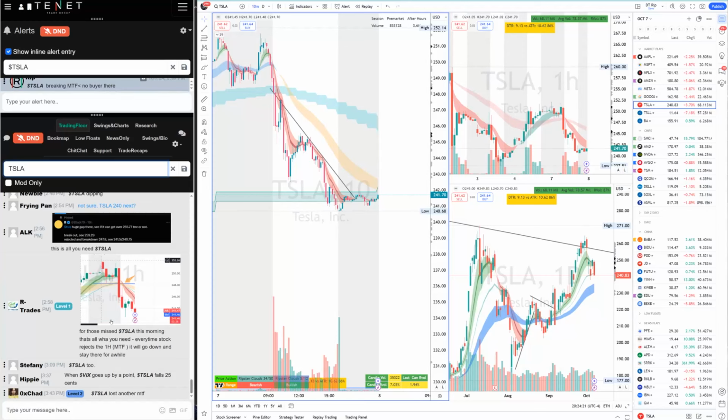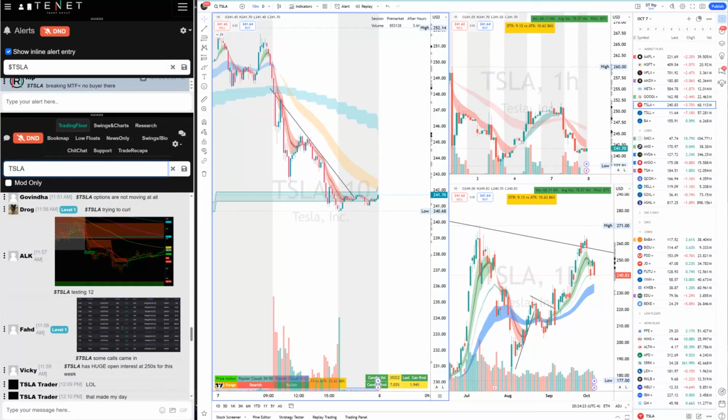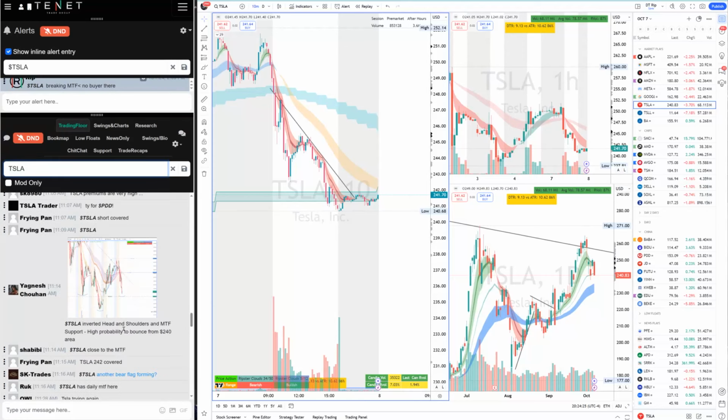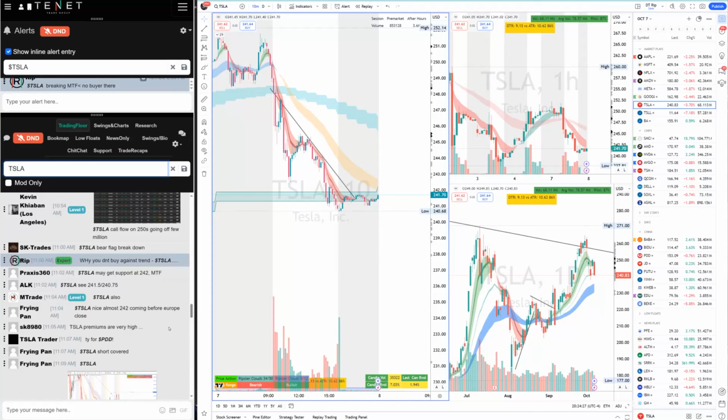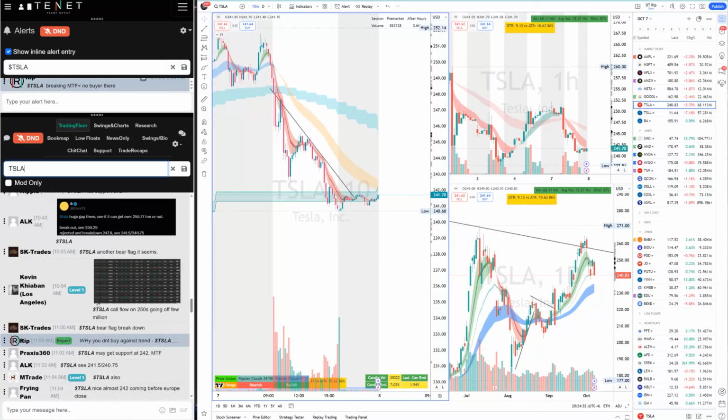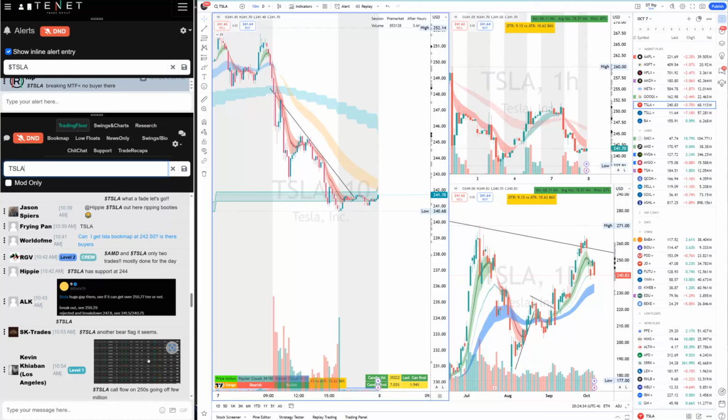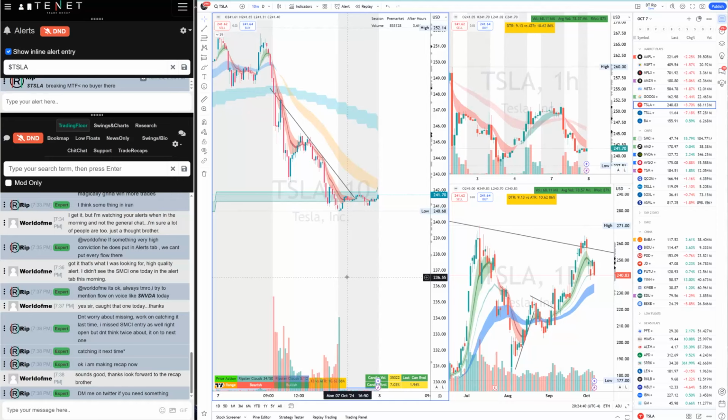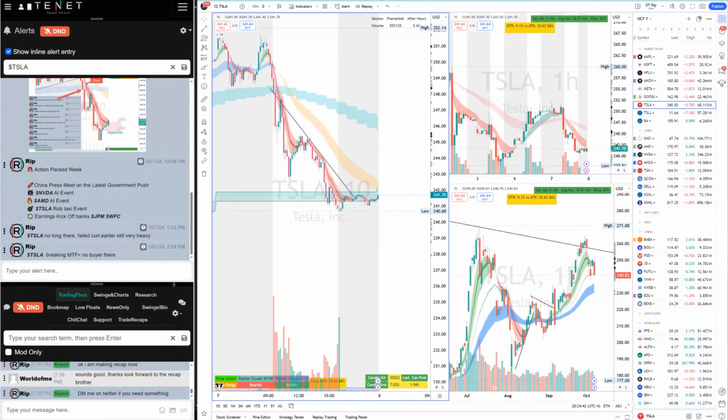Because it's easy to lose thousands of dollars on this trade, rather than not trading and preserving what you have. Frying Pan was short, Praxis was short, ALK was short, SK trades. You see my whole community, nobody's blindly going crazy there on the long side. So that's what I'm proud of. And not only my community, most of my followers know what I teach. We stick with the system.